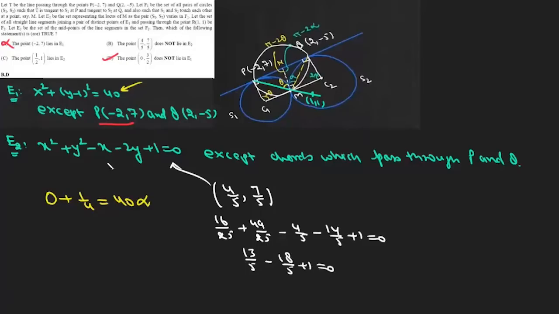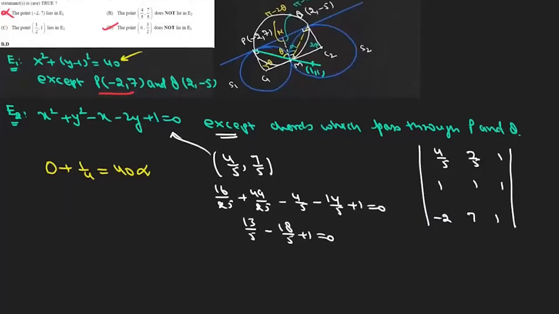That means this point does lie on E2, but we have this other condition that any chord must not pass through P and Q. So we have to find whether this point (4/5, 7/5), (1, 1), and then P or Q, are collinear or non-collinear.